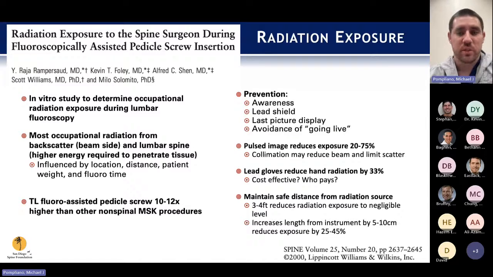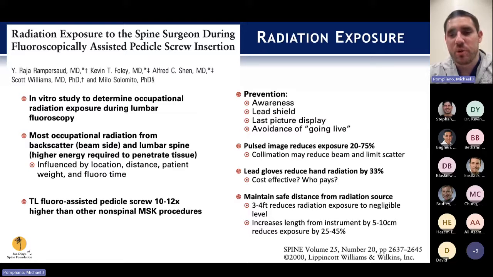Lots of things can influence this, which we'll go over on the next couple slides, specifically location. So where are you in the body, the distance to the beam, the patient weight, and the fluoro time used, as well as some of the other fluoro techniques. Prevention of excess radiation exposure primarily is awareness. If you're not aware of the problem, you're not going to track it or fix it. You can utilize lead shields in the room for additional safety. Last image hold, so left to right imaging, saving the image on the screen to glance at so you're not repeating images, and then avoiding going live, which is not something I think we frequently do in spine surgery.